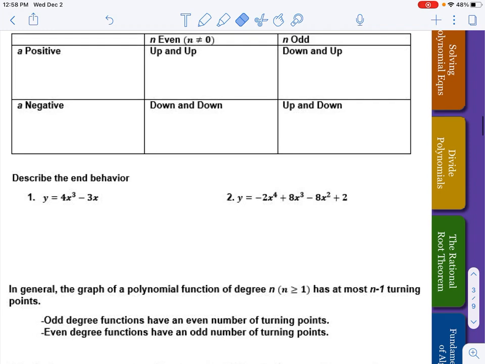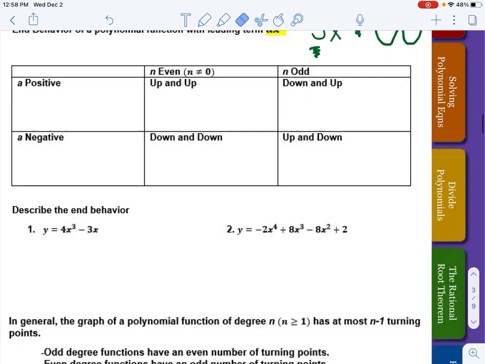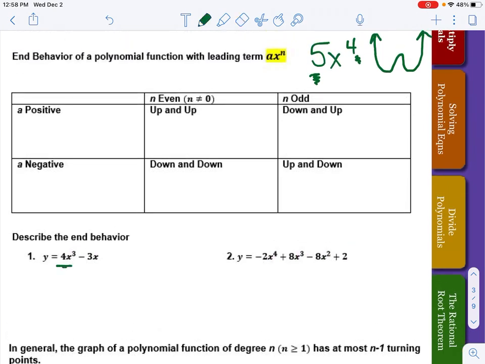So we do have some more examples. We are going to describe the end behavior. First of all, check to make sure they are in standard form. Well, we have the third degree and then the first degree, so standard form, and then we have fourth, third, second, constant, so we are good to go here. We can go ahead and just look at our leading term. So, positive, negative for the a term, 4 is positive. Even, odd for the n term, the degree, this time it's odd. So we have a graph that has arrow down and up.